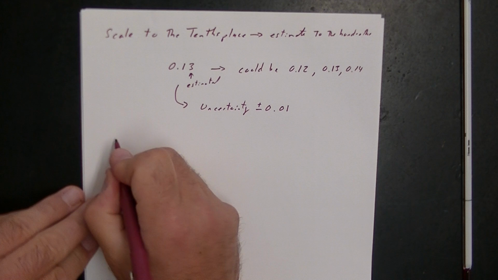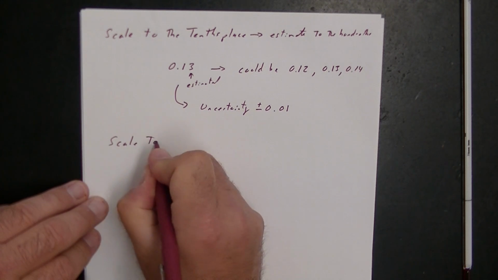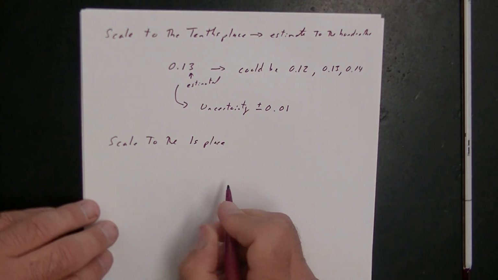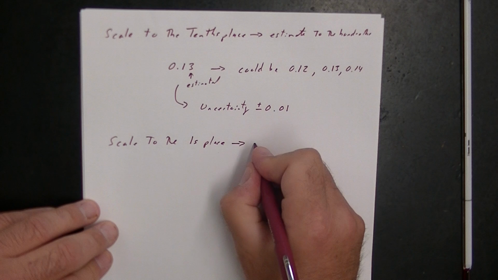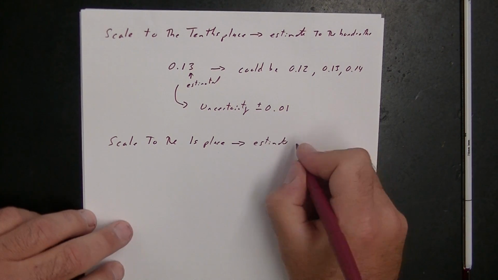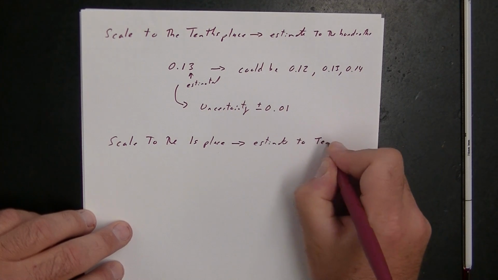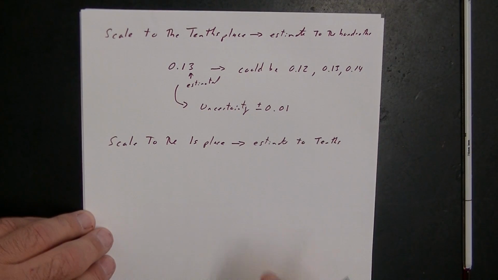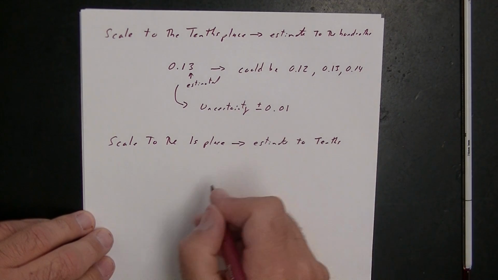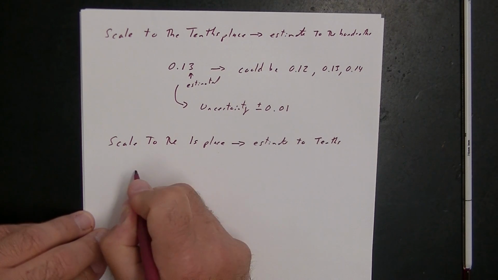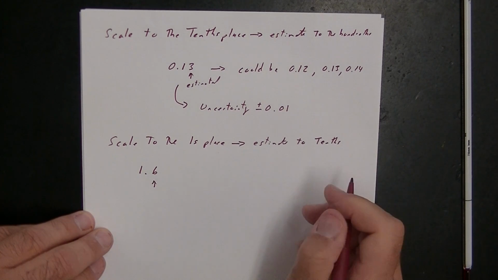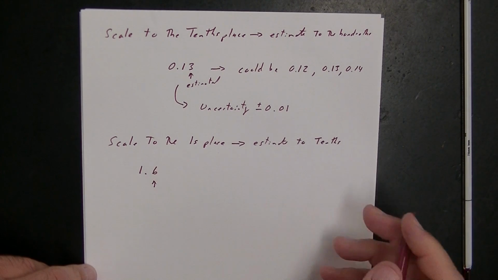All right, so let's say we have a scale to the ones place. That means we would have to estimate to the tenths place. So let's say that we do a measurement and it's, I don't know, 1.6. We're not sure of that last digit because we've estimated it.